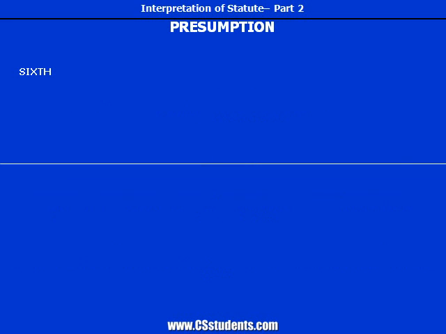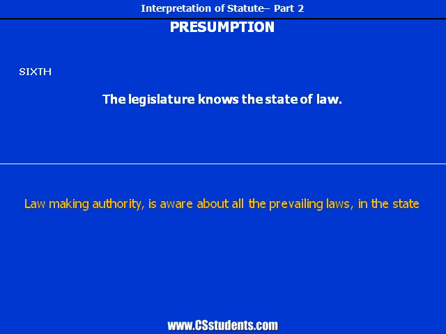The sixth is that the legislature knows the state of law. This is another presumption, that the law-making authority is aware of all the laws prevailing in the state.